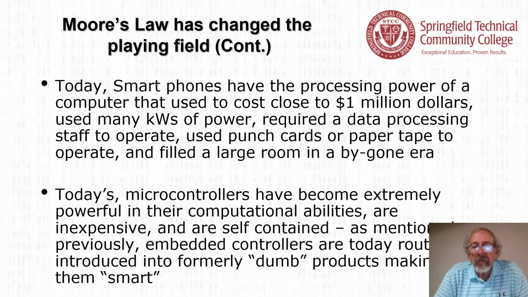So today, smartphones have the processing power of a computer that used to cost close to $1 million, use many kilowatts of power, required a data processing staff to operate, used punch cards or paper tape to operate, and filled a large room in a bygone era. In one of my other presentations in this series, I did mention that you can buy a Samsung, I think it's an S21 smartphone today, that has 256 gigabytes of onboard memory. It pales in comparison to a trash Radio Shack 4K machine that had 4,000 memory locations.